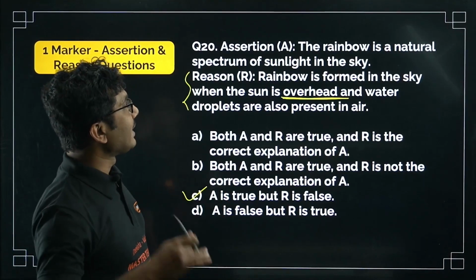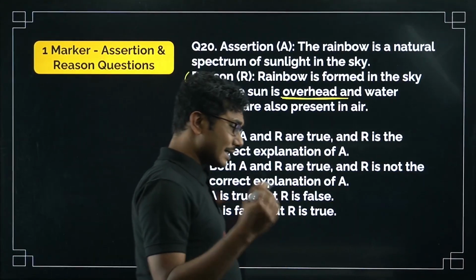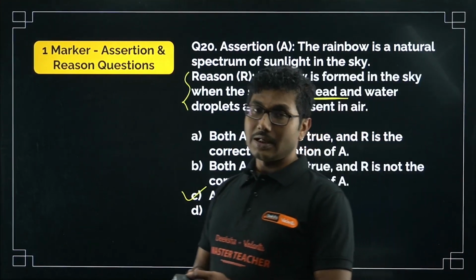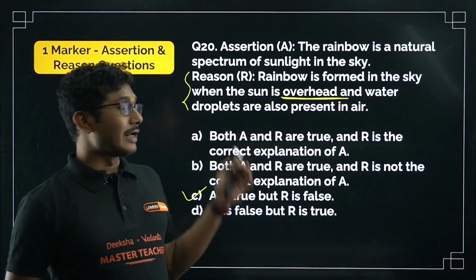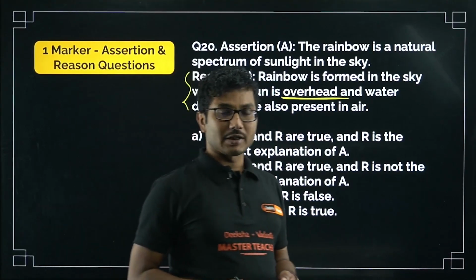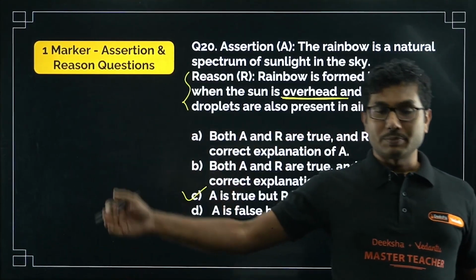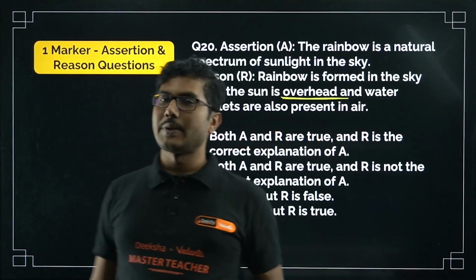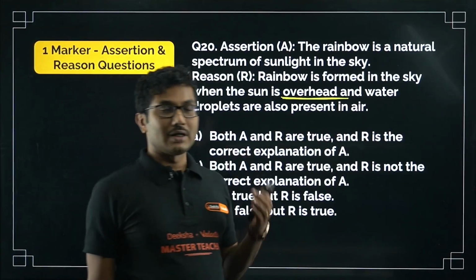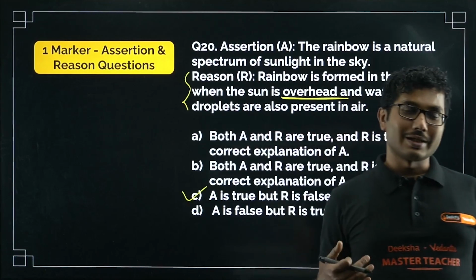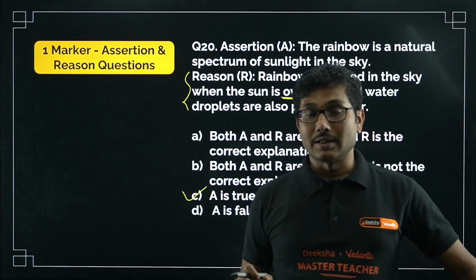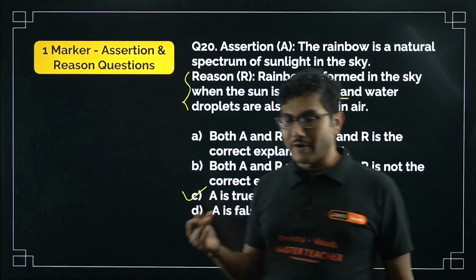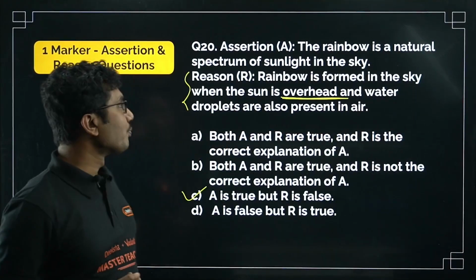Okay, so rainbow is a natural spectrum of sunlight. Yes, spectrum means 7 colors of light, right? 7 colors that are present in white light, and rainbow definitely is a natural spectrum of sunlight because sunlight splits into its 7 constituent colors. Some of them are a little stronger, some a little weaker, but you can definitely see at least 3 to 4 colors in a clear day rainbow, and if you observe it very closely, you can definitely find all 7 colors present in the rainbow, right?